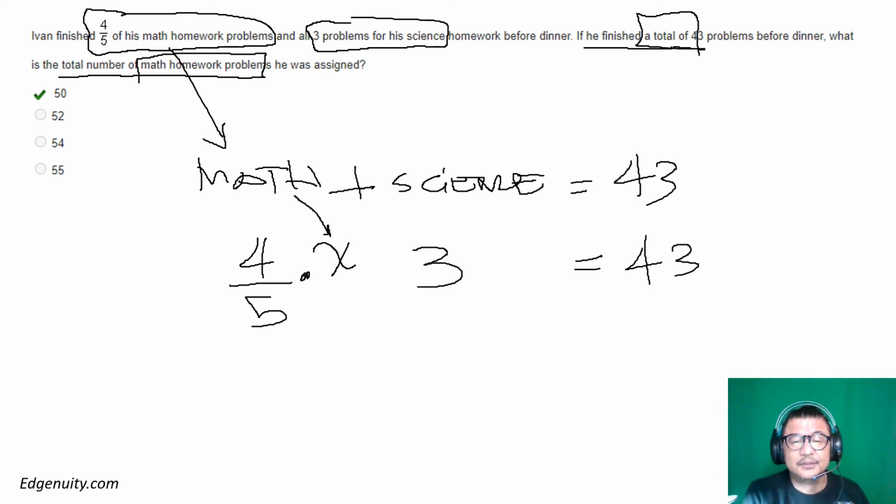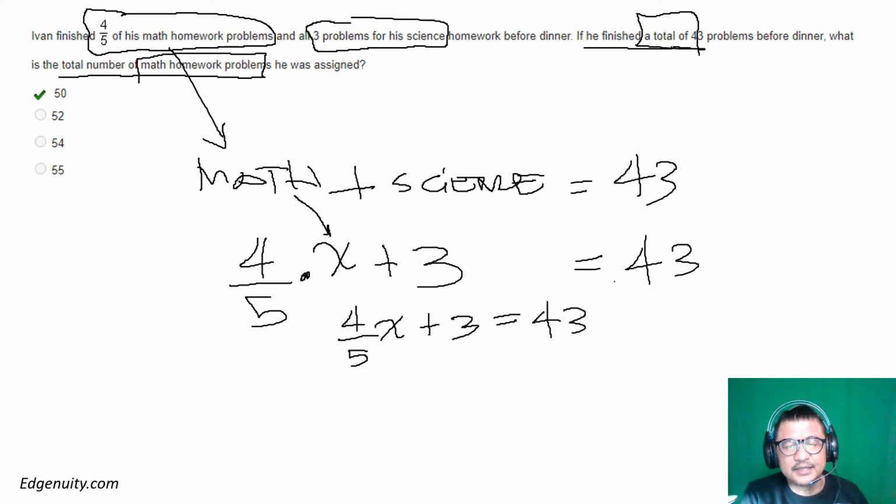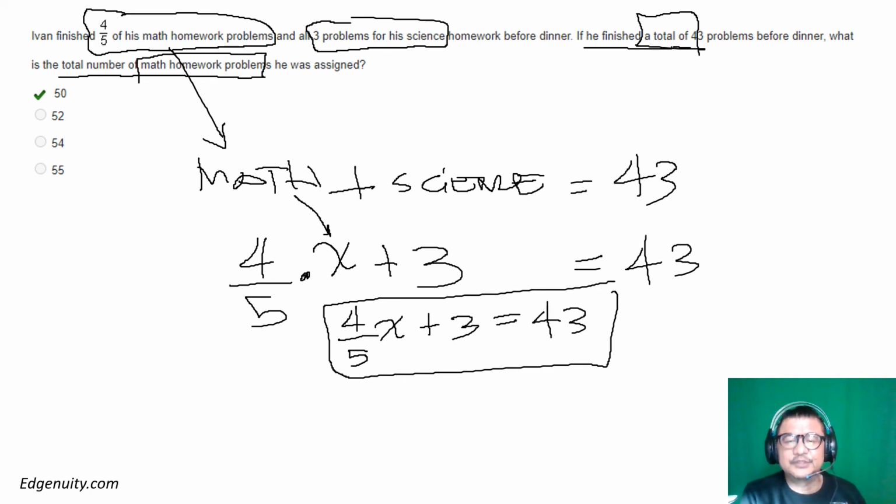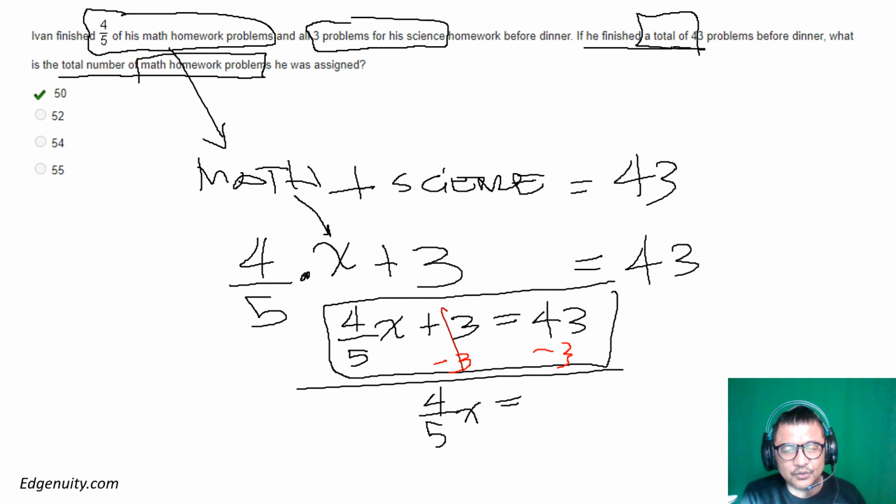All right? So let's add it up. Okay, so how do I write my equation? 4/5 x plus 3 equals 43. See that? That's already your two-step equation. So now we're able to solve. I need to get rid of the plus 3, subtract 3, subtract 3. Okay, that cancels out. So what happens is 4/5 x is equal to 40.